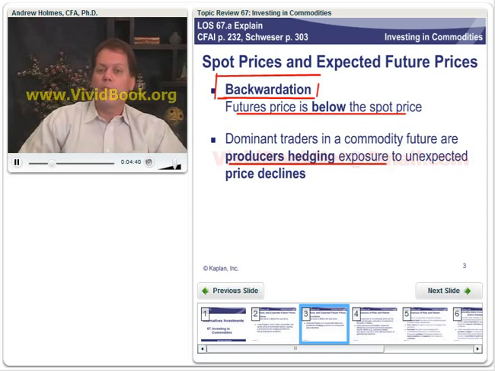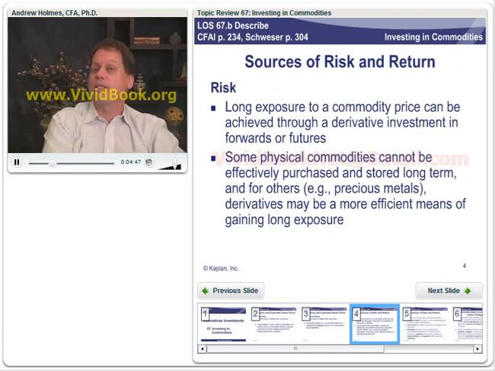So what does that mean for us? Well, if you were talking about investing in commodities, which is the title of the reading, then we're going to have these different sources of risk and return that are going to come with this. And the return, as we're going to see in the next slide, is going to be influenced by whether the market is in backwardation or is in contango. So risk, of course, if we're thinking of sources of risk and return for investing in commodities, well, long exposure to a commodity is going to be achieved, again, through this derivative. It could be a forward or a futures, this is a fairly efficient way.